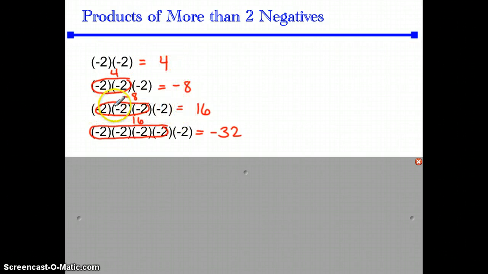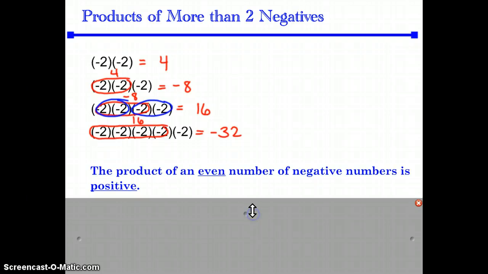In this problem, we've got one pair of negative 2's here and another pair of negative 2's here. So those negative signs cancel out to get a positive answer. So what we see is that the product of an even number of negative numbers is positive. So every pair, you'll still get a positive number. But in the problems where we multiplied together odd numbers of negative 2's, here and here, we have a pair and then an extra negative 2. So the pair gives us a positive, but the extra negative 2 makes the answer negative.